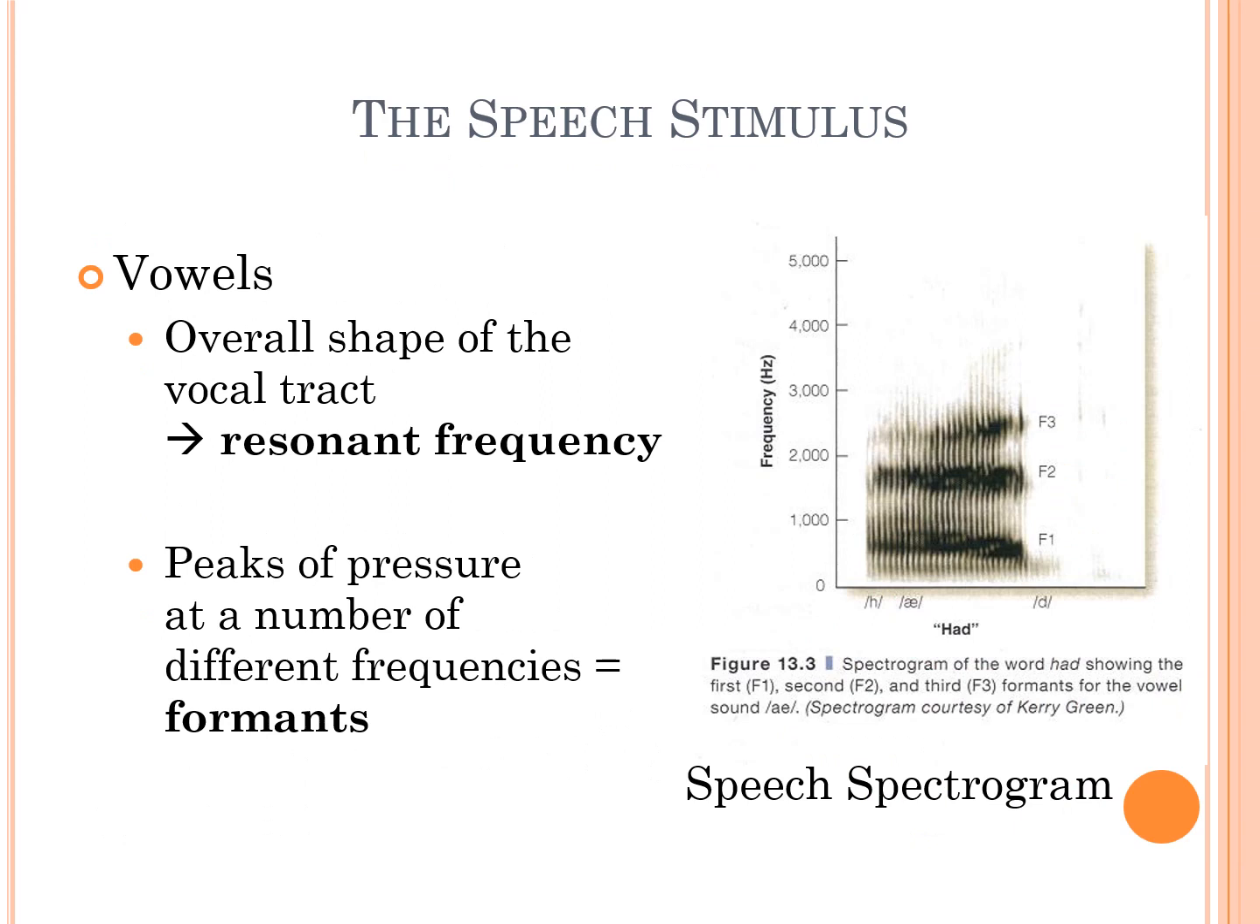Okay, and I'm going to describe the speech spectrogram. When we're looking at this acoustic signal on a spectrogram, we can see that the overall shape of the vocal tract is creating some resonant frequency, and we're going to have these different formants, so these peaks of pressure at a number of different frequencies. And if we look at the figure, what's going across is time, going across the x-axis.